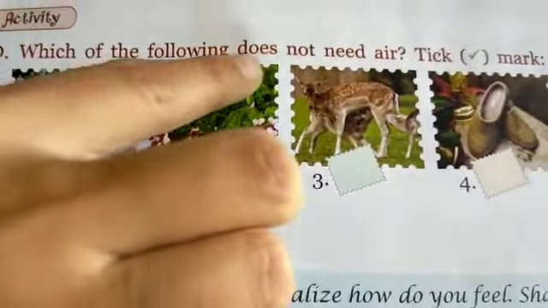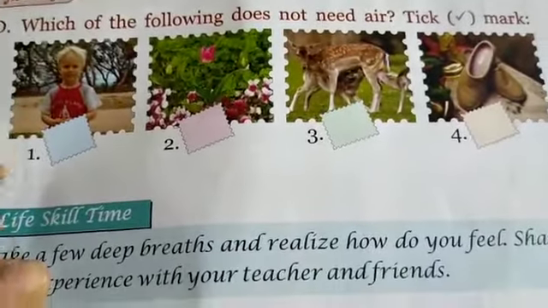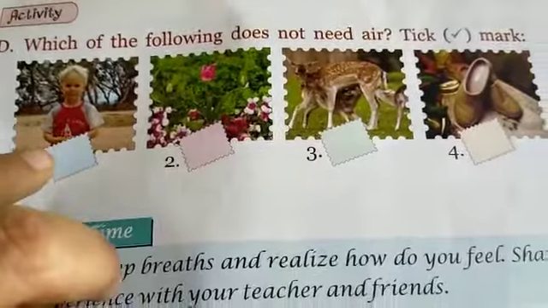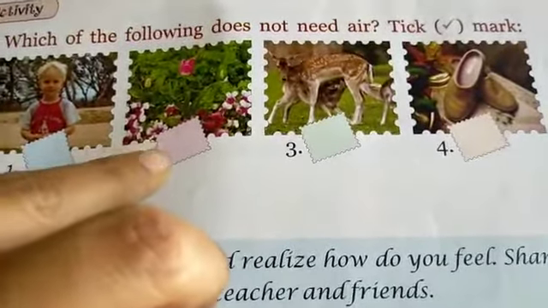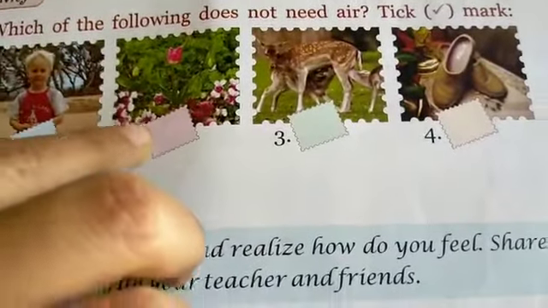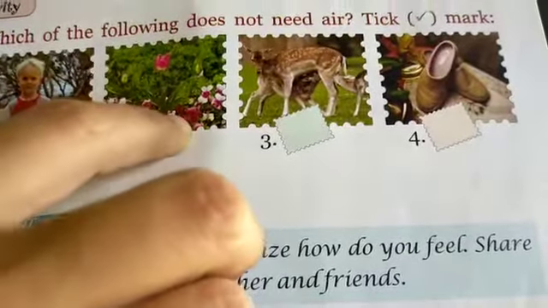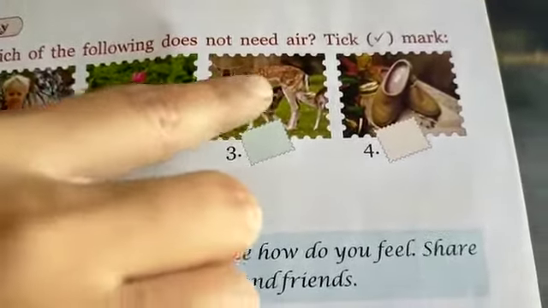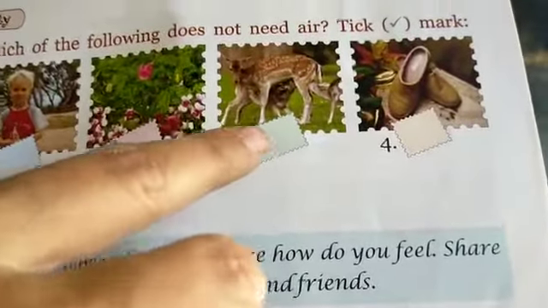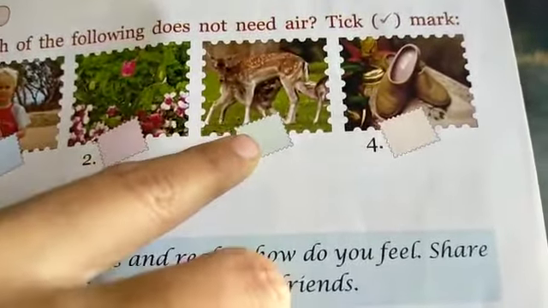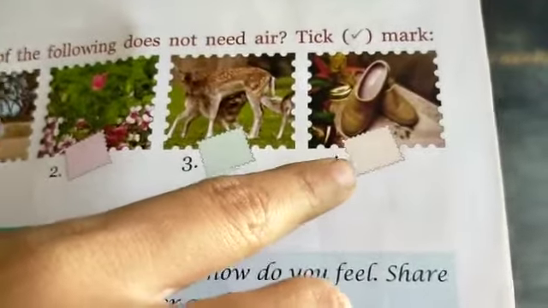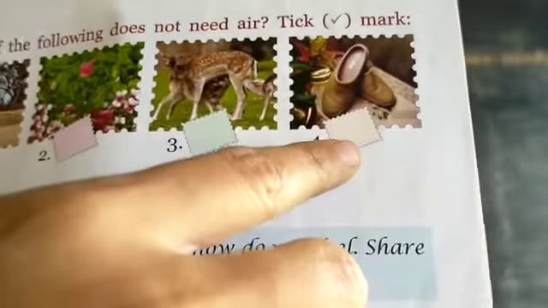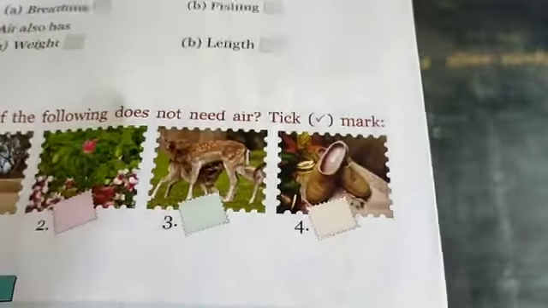See, activity. Which of the following does not need air? Tick mark here. All living things need air. So here a boy is there. He needs air, so put a tick mark. Next, plants also need air, so put a tick mark. And here an animal, a deer, is there. Animals also need air, so put a tick mark here too. And shoes. Do shoes also need air? No. Shoes are a non-living thing. Okay? Understood? Thank you.